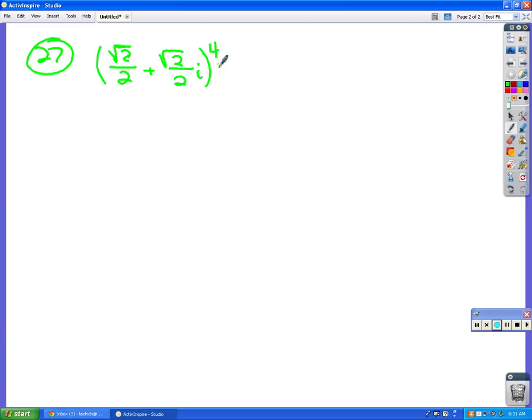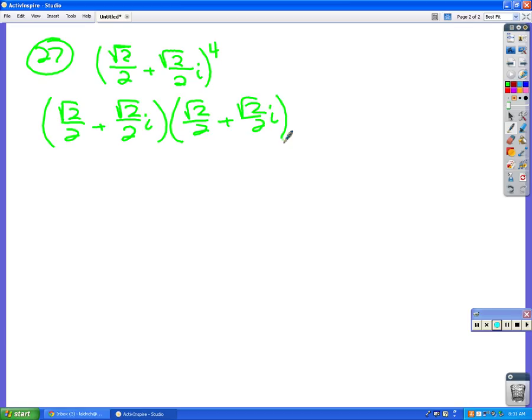We need to figure out what root 2 over 2 plus root 2 over 2 i to the 4th power is. Well, that just means that thing multiplied by itself 4 times, right? So I'm going to start by going root 2 over 2 plus root 2 over 2 i times root 2 over 2 plus root 2 over 2 i. Boil that out.